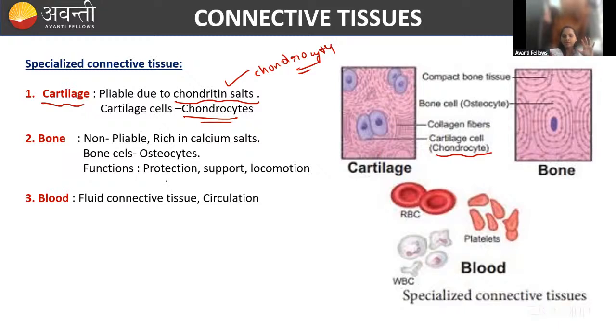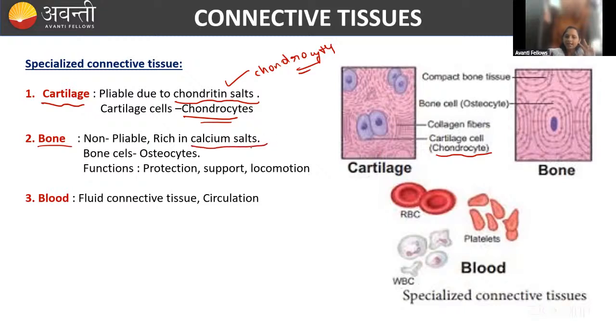In the vertebrates, you know that the cartilage is replaced by the bones, right? Fibrous cartilage is present between the bones. Very good. Then coming to the bones, they are non-pliable, guys.